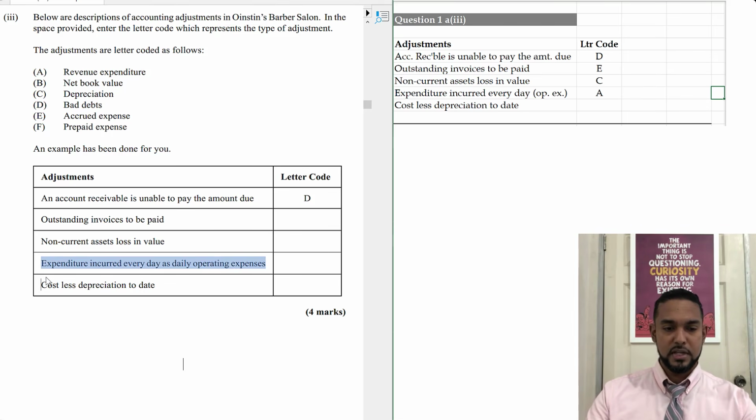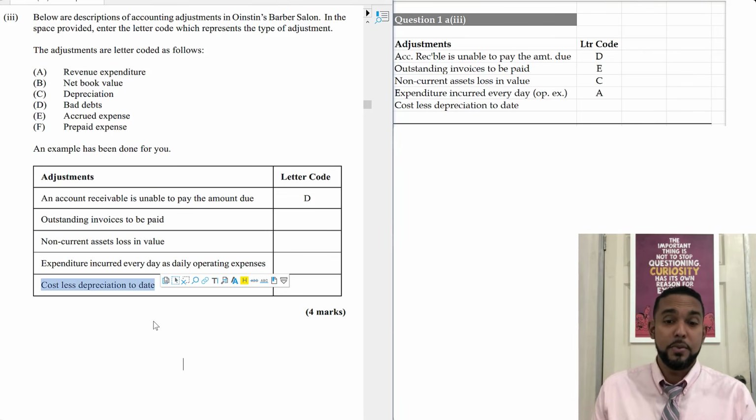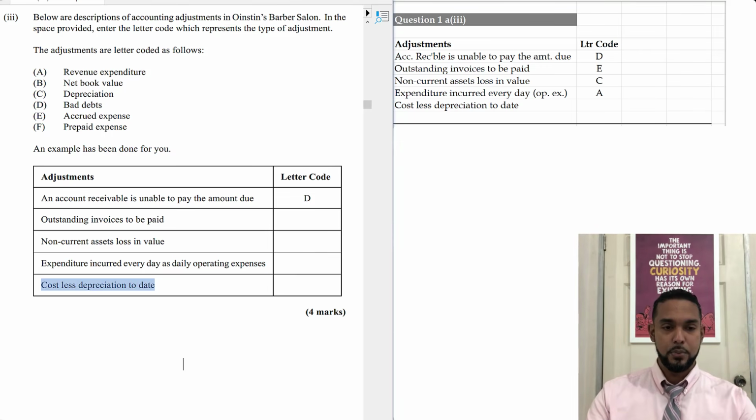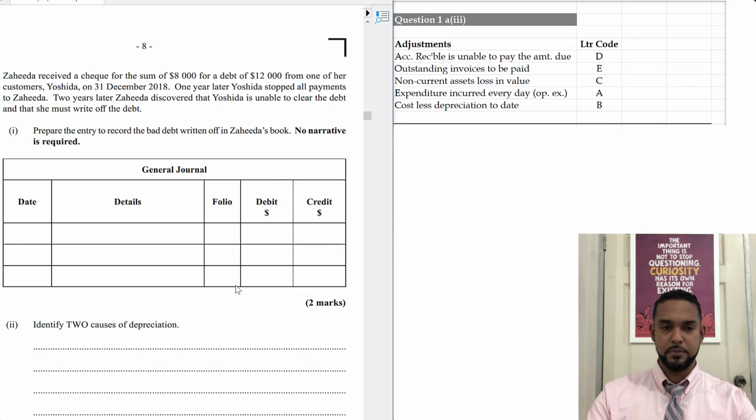Okay, last one, cost less depreciation to date. So we did that up in the balance sheet. Cost minus depreciation to date, or accumulated depreciation, is net book value, which is item B. All right, item B. And as you can see, they left item F unused, prepaid expense. Okay, all right, cool. Let's scroll down again to the next part of the question.